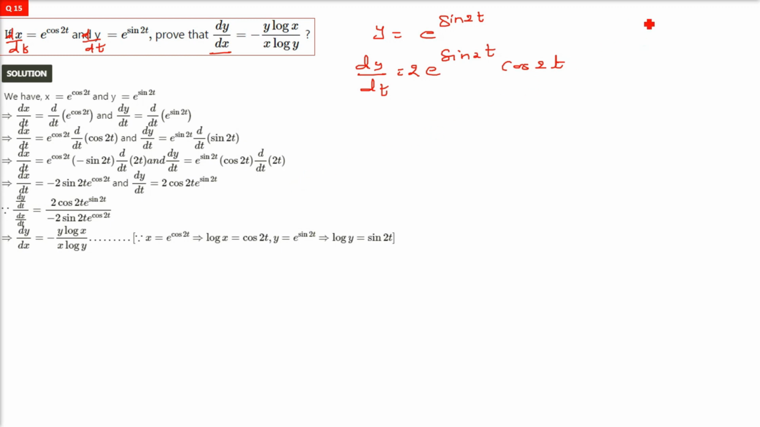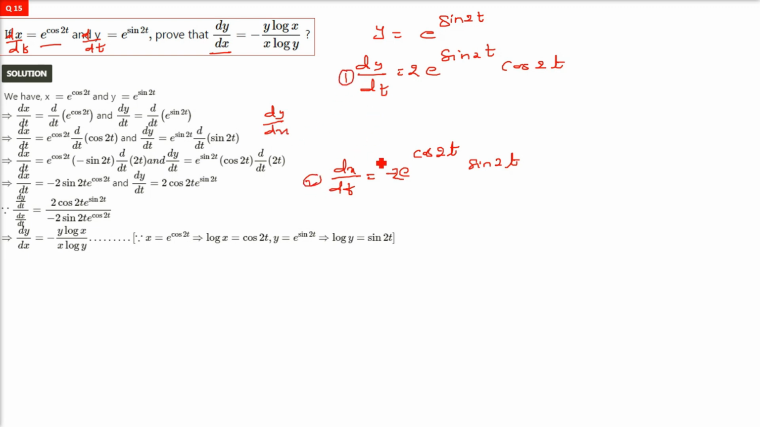Next we'll do dx by dt. So dx by dt will be, x is equal to e raised to cos 2t. So we are now differentiating it. So e to the power cos 2t, and the derivative of cos 2t is minus sin 2t, and then 2t gives 2. So dy by dx we have to find. Let us divide these two.